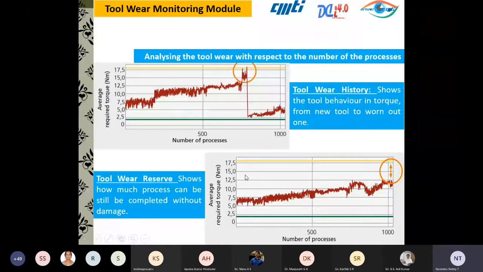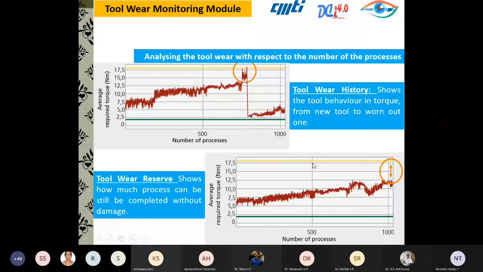The second tool you take here, after reaching 750 and even 1000, the torque did not reach the threshold. It means 12.5. Still the tool can continue producing another 250 or 500 components till it reaches 17.5 torque. The tool can continue to produce. That way you can enhance the tool life. This kind of provision can happen if you are able to get the data from machines. This way you can do tool wear monitoring, and you can also enhance your tool life.